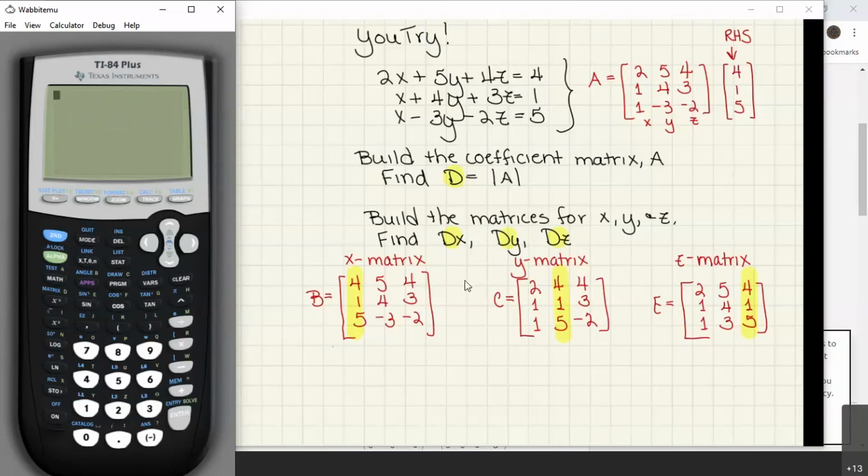Okay, so I have all my matrices in the calculator, and now I'm going to go into my matrix menu over to math and find all the determinants. So first I need the determinant of A, my coefficient matrix. Okay, and that's a -1. Okay, so I'm going to write that down somewhere.